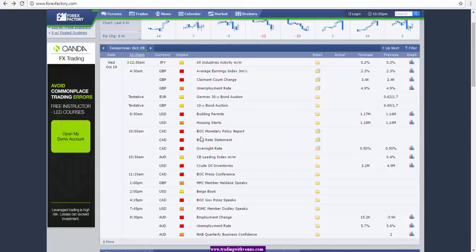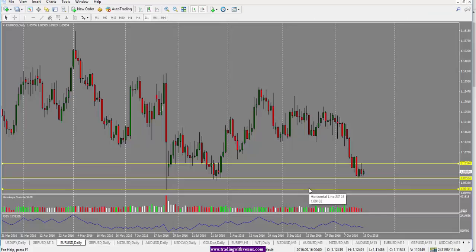And then we have Bank of Canada monetary policy report, rate statement, and overnight rate. So big day for Canadian dollar here. And then we have crude oil inventories followed by Bank of Canada press conference. Into the Asian session here, we have unemployment numbers for Australian dollar. Let's move on to the charts here.